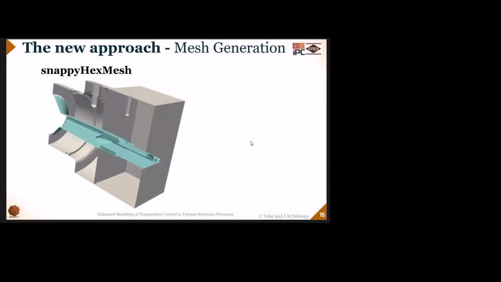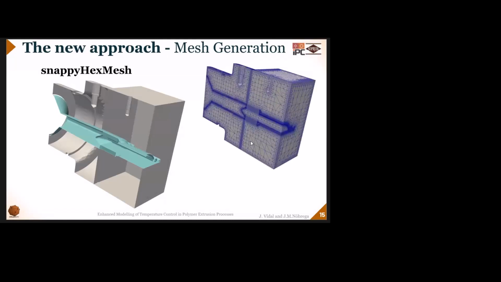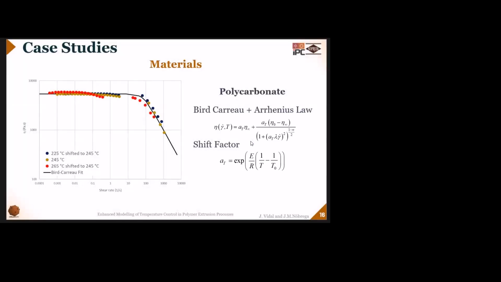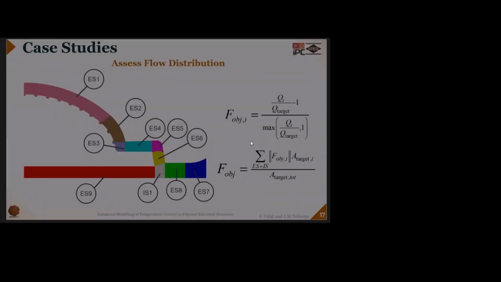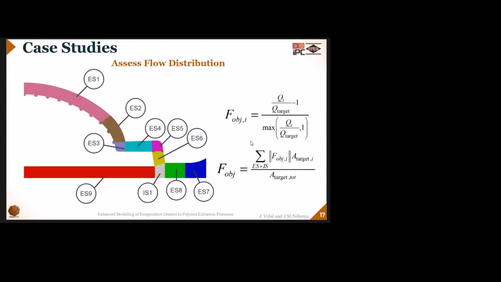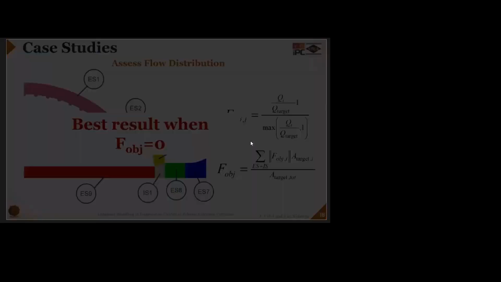So, and then to model our system, we start by making our mesh in snappyHexMesh. We get the data for the rheology of the material by experimental trials, and after that we need to know how to assess the results. For that, we divided the outlet of the die, the flow channel, in elemental sections, and we compute the objective function that will need to be minimized, and if it's zero, it's the perfect result.